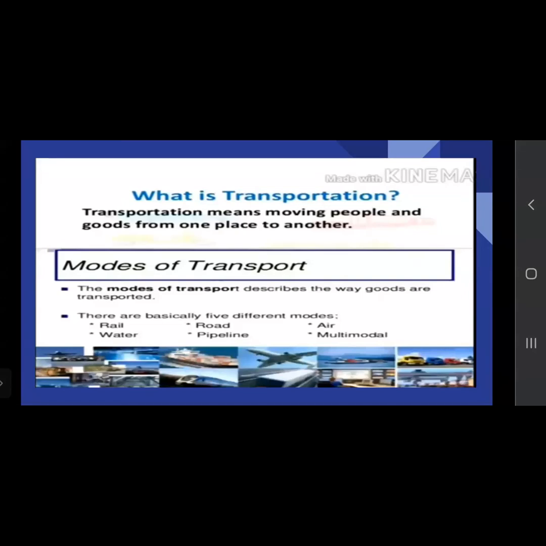Okay, there are basically 5 different modes. So we are going to see the different modes, which are the first one is the railways, then the roadways, airways, then the waterways, pipelines, and multimodal. Now you must be familiar with the railways, roadways, airways, waterways. I think this pipeline is a little different, you must not be knowing this, and the multimodal. So we will see them in detail now.